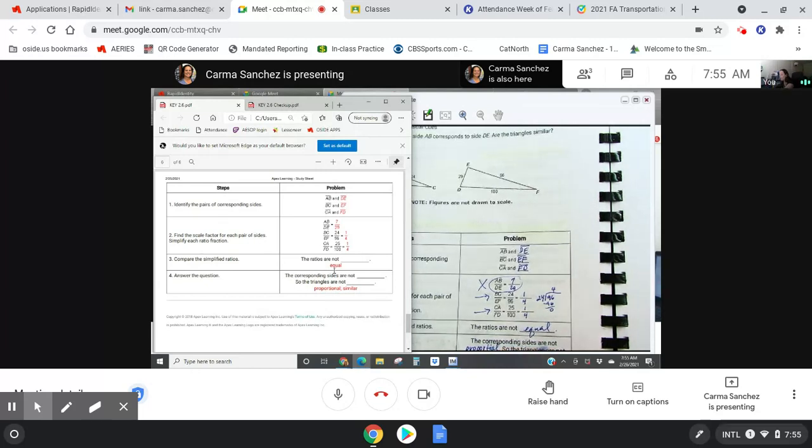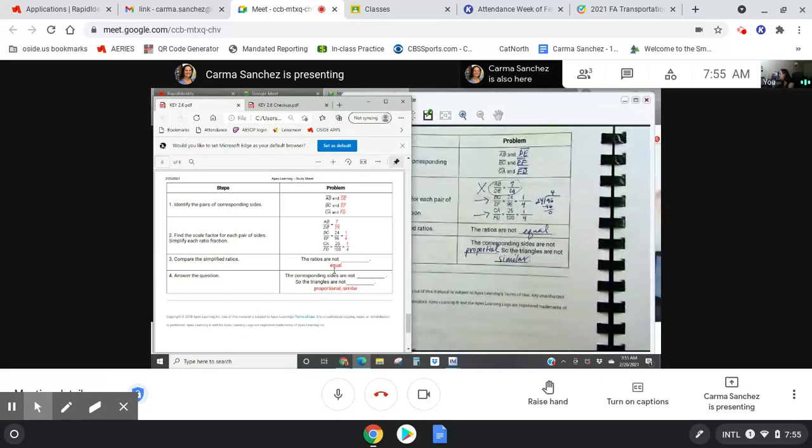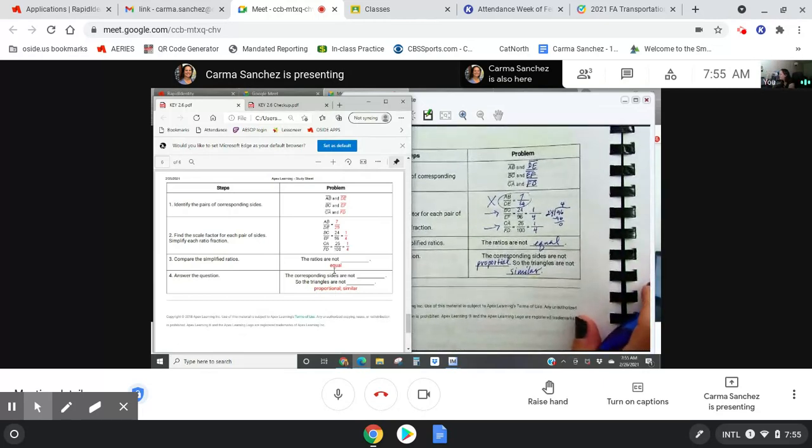So what we just performed was a test on these triangles. We just did a test to see, do I have 3 proportional sides? And if I do, if the ratios match, then they're similar. But I don't. This first one threw it off. So they are not similar.